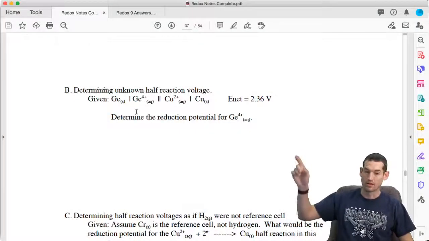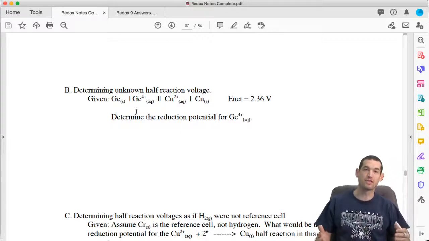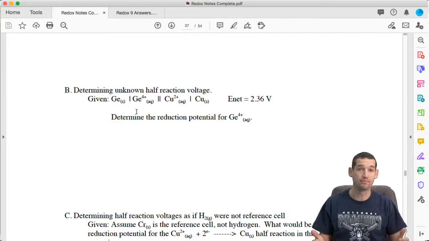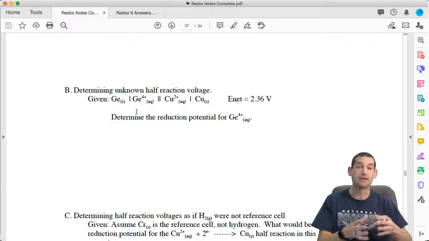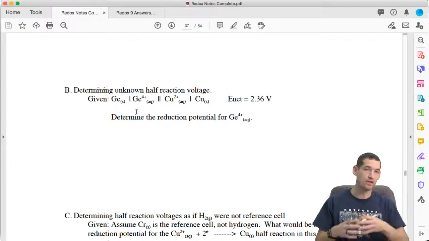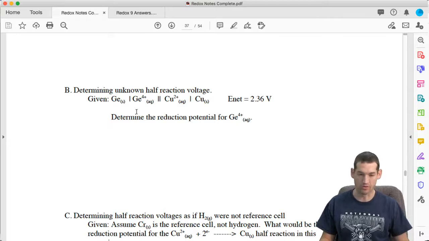All right. The next thing we're going to do is look at this part in your notes right here. Determining an unknown half reaction voltage. Sometimes in a problem you're going to have an unknown metal, or you don't know half of the story. You know the oxidizing agent, but you don't know the reducing agent, or vice versa. That's what's going on in these sorts of problems.